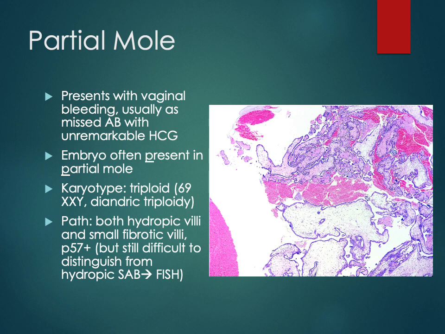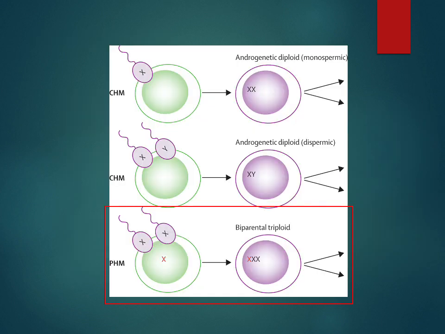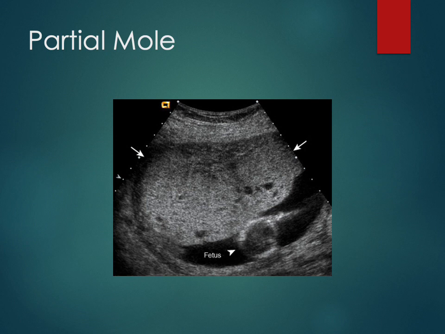essentially, if you have both maternal and paternal components to the mole, you'll be P57 positive. But if it's purely paternal, it'll be negative. So that's a way to kind of differentiate a partial from a complete mole. But it can still be difficult to tell a partial mole from, like I said, a hydropic SAB. So sometimes we'll do a FISH test for that. Partial moles typically have an enlarged placenta and fetal parts.